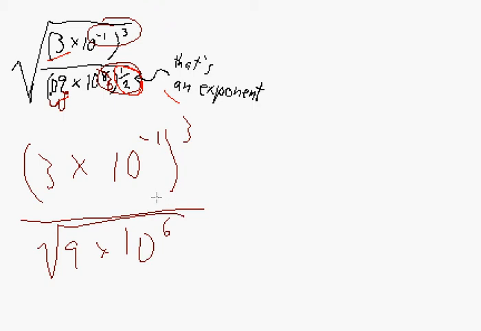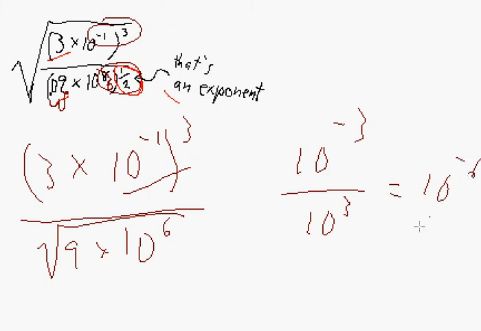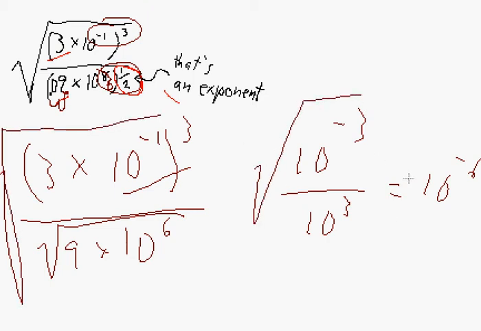That's the same thing as raising it to the 1/2, right? So we end up with, if we look at the right sides here, 10 to the negative 3 over 10 to the 3rd, which equals 10 to the negative 6th. Since we are taking the square root of this whole thing, remember, we're going to end up with 10 to the negative 3.